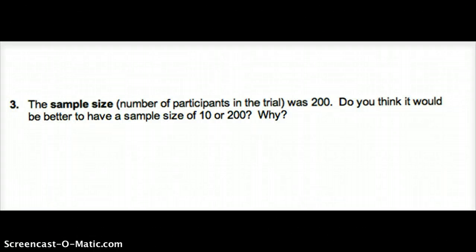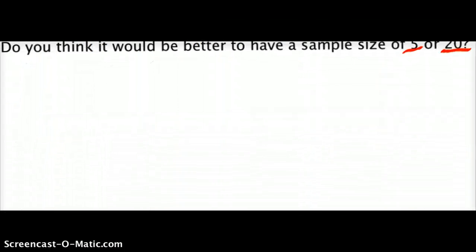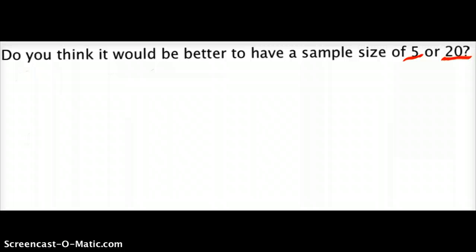The question says, the sample size or number of participants in the trial was 200. Do you think it would be better to have a sample size of 10 or 200? Why? Well, why don't we go ahead and take a look at a simpler question first, like this one. Do you think it would be better to have a sample size of 5 or 20?